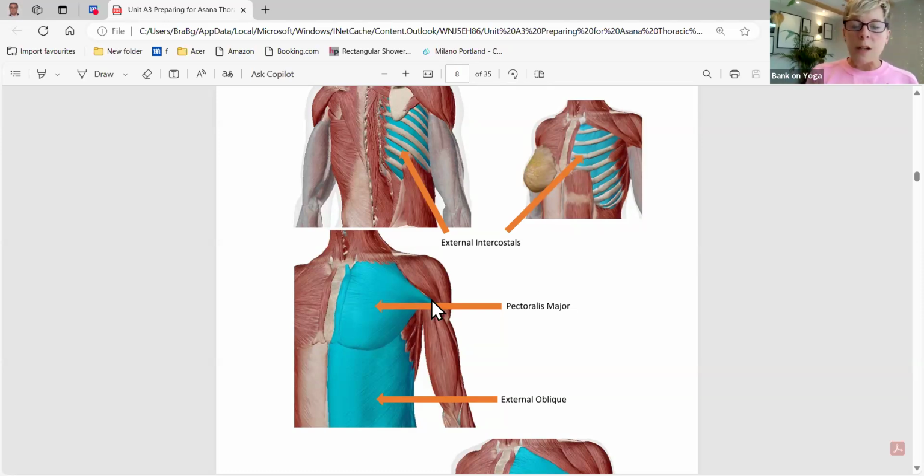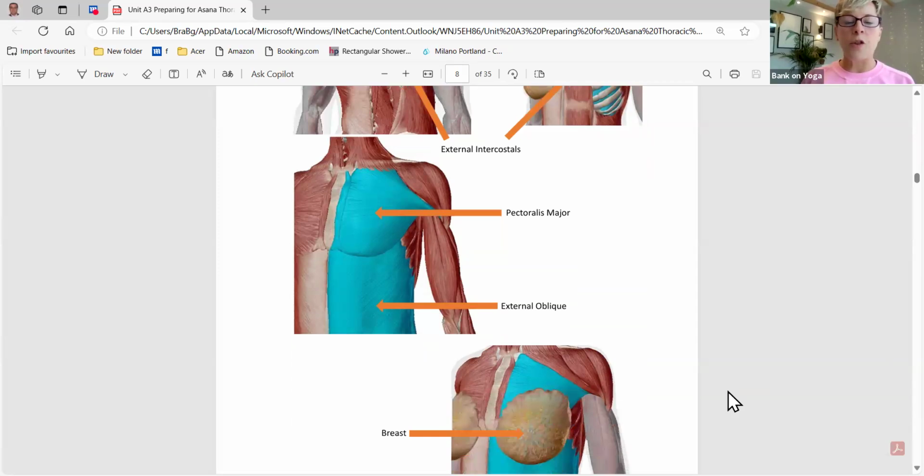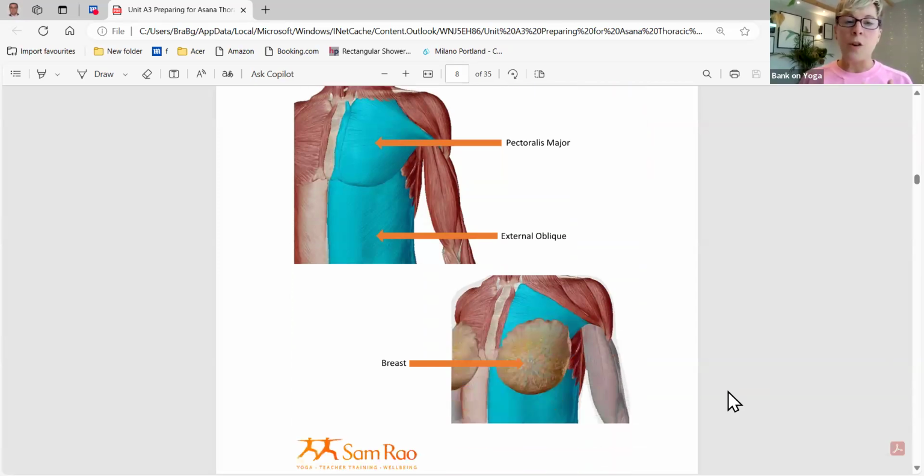When we come to the front, which you hear me talk about quite a lot, we've got the pectoralis major, which comes over the top of the breast, comes to the clavicle, and then comes into the top of the arm. Lots of opening like this stretches the pectoralis major. And just underneath there, we have the external oblique. I'm doing a very, very quick run through just so you can get an idea when we're doing the thoracic spine, what's happening at the front.